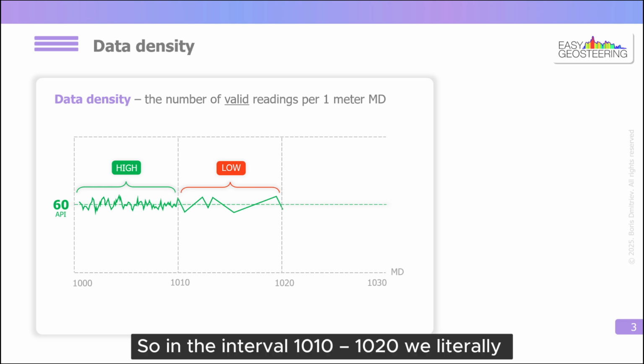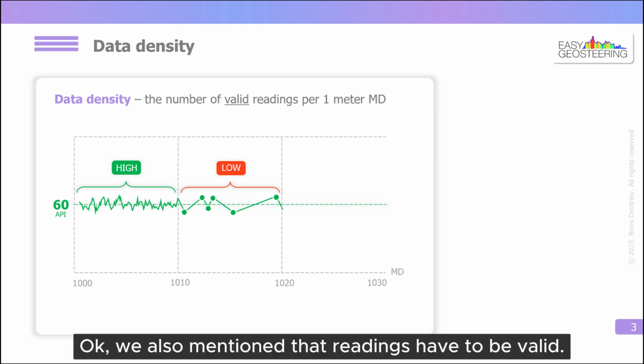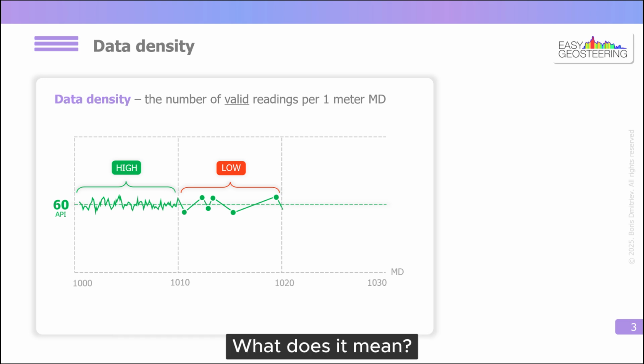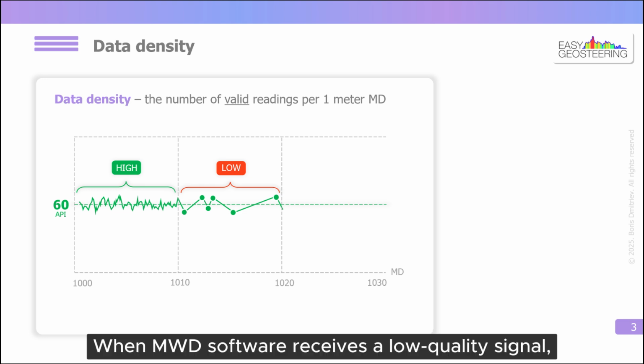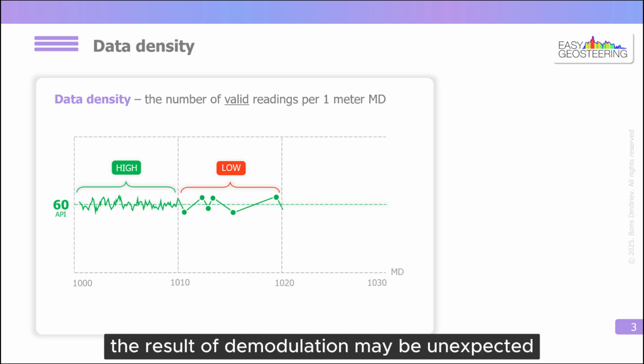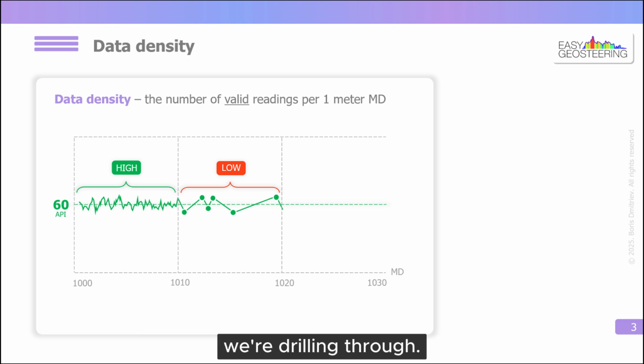So, in the interval 1010-1020, we literally have 6 real gamma ray surveys at all. It means 0.6 point per 1 meter. Okay, we also mentioned that readings have to be valid. What does it mean? There are several factors which affect the quality of the telemetry signal. When MWD software receives a low-quality signal, the result of demodulation may be unexpected, or may not correspond to the lithology we are drilling through.